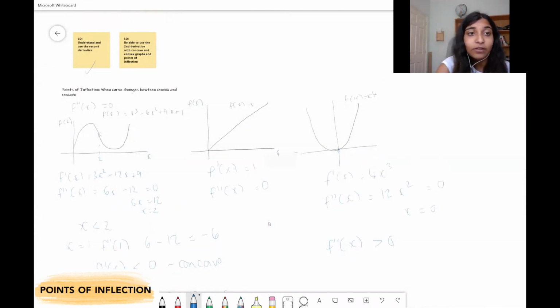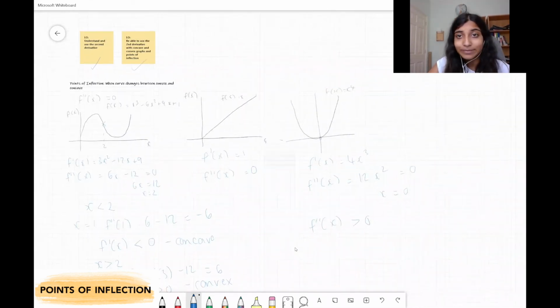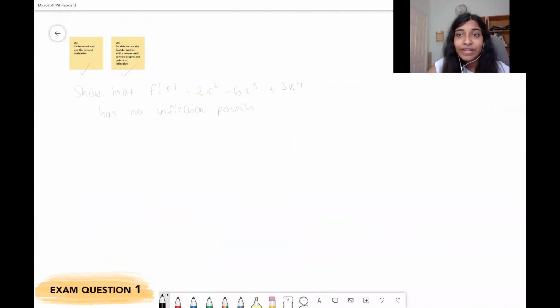So now that we've covered all our learning objectives, let's try an exam style question. So let's move on to the exam question. We want to show that f of x, which is equal to 2x to the power 6 minus 6x to the power 5 plus 5x to the power 4, has no inflection points. So feel free to pause the video and try it out for yourself first.